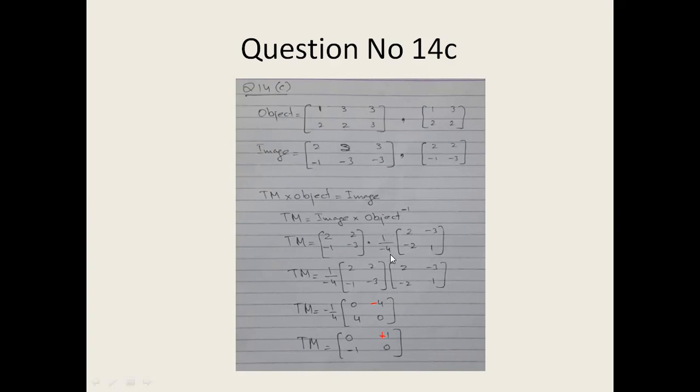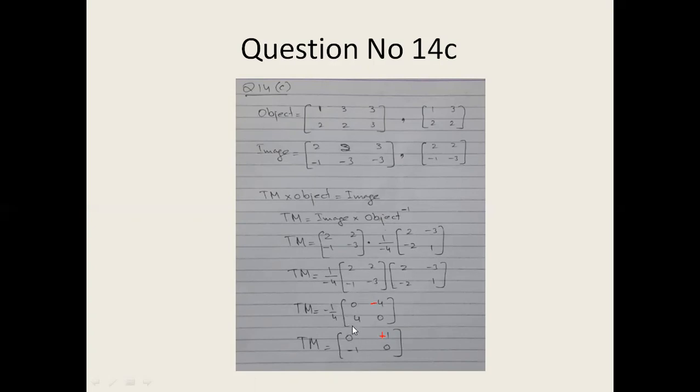Now I will take this minus 1 by 4 outside. These 2 matrices will multiply with each other. So 2 2s are 4, plus 2 into minus 2, that is minus 4. So 4 minus 4 is 0. Then this row will multiply with this column. You will have 2 into minus 3, that is minus 6, plus 2 into 1, that is 2. So minus 6 plus 2 is minus 4. Now this row: minus 1 multiplied by 2 is minus 2, minus 3 multiplied by minus 3 is plus 6.